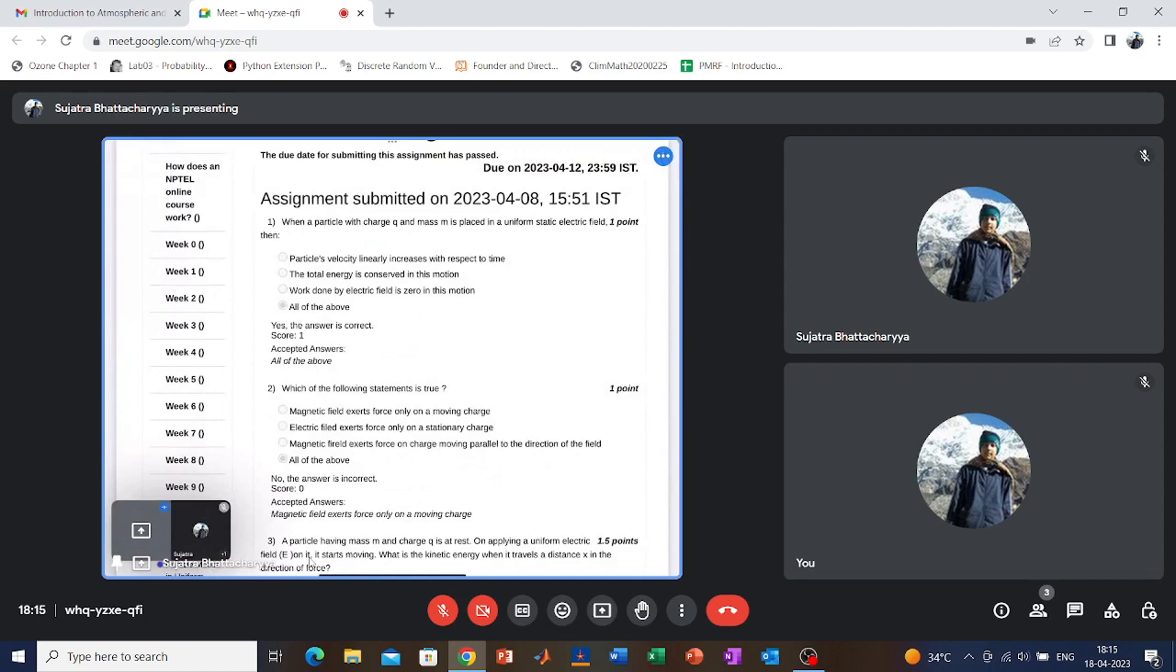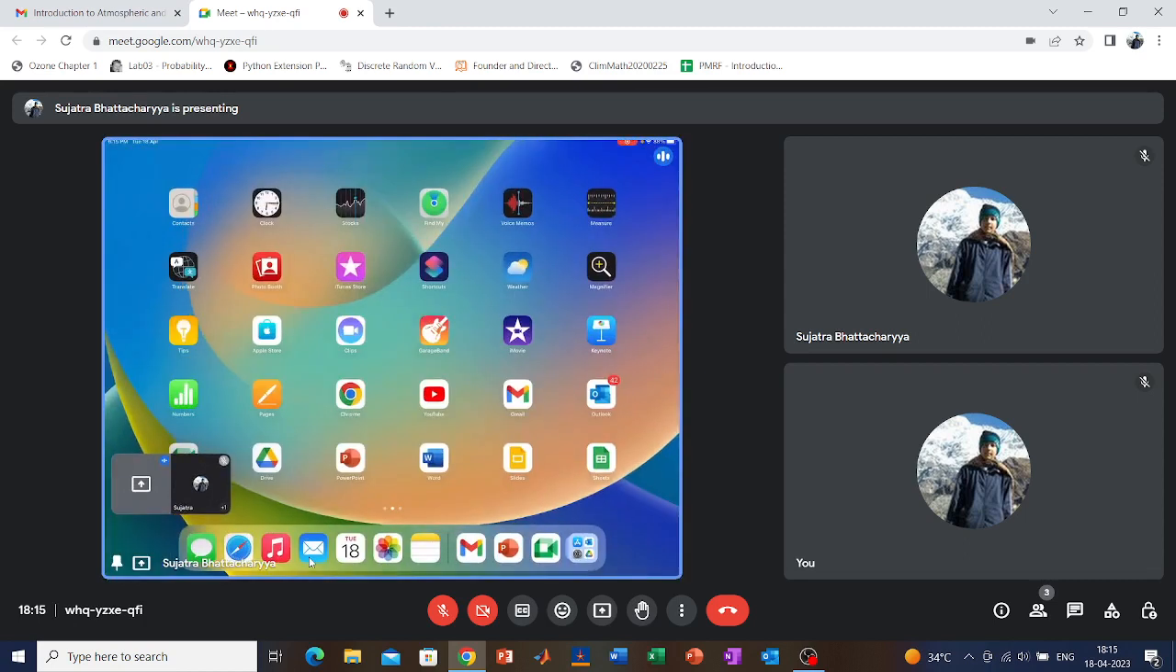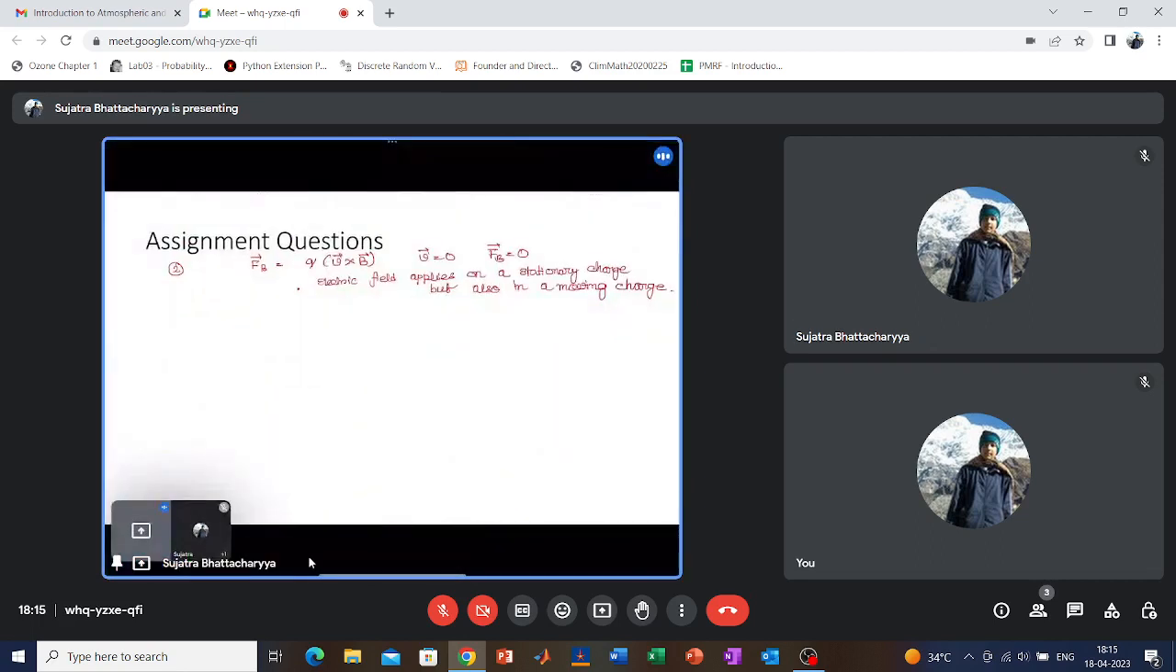Magnetic field exerts force on charge moving parallel to the direction of the field. No, we have seen that if the magnetic field is in the z direction, Bz, and if the q is also moving in this direction, then V cross B is 0. Therefore that is not possible. Therefore option A should be the only correct option. Okay.